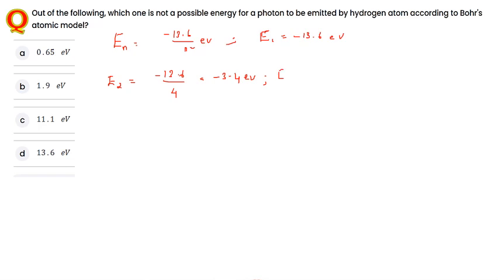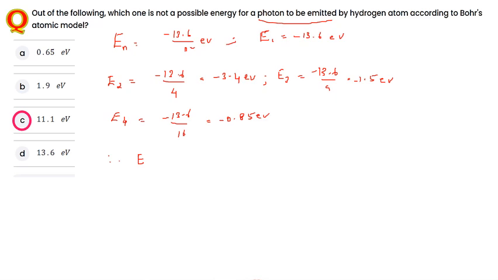Now the next one is E3. E3 is minus 13.6 divided by 9, which gives minus 1.5 electron volt. Next, E4 is minus 13.6 divided by 4 square, that is 16, so 13.6 divided by 16 is minus 0.85 electron volt. So in all the transitions, suppose the transition is between these levels, a photon is emitted. See here, the transitions that are going to happen.